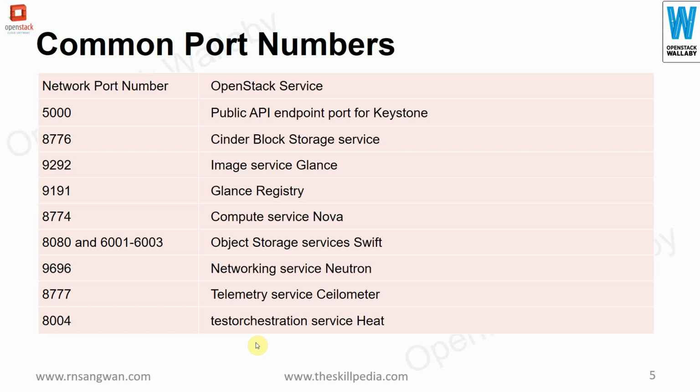Then we have 9696, the networking service Neutron. Then 8777 is the telemetry service Ceilometer. Then we have 8004, the orchestration service Heat.